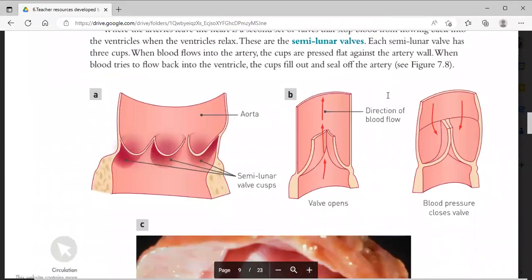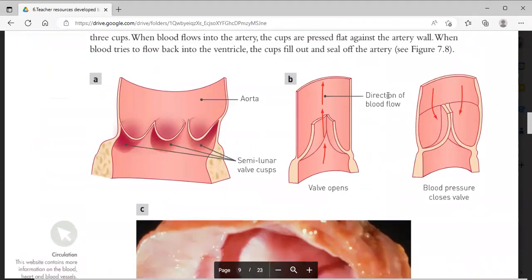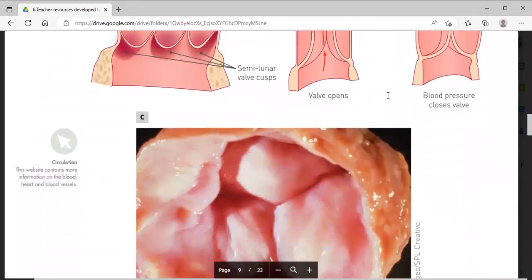Here we can see the valves are there. Semilunar valves are half moon shaped valves, and when the valves open, the blood moves in only one direction. Blood pressure closes the valves.